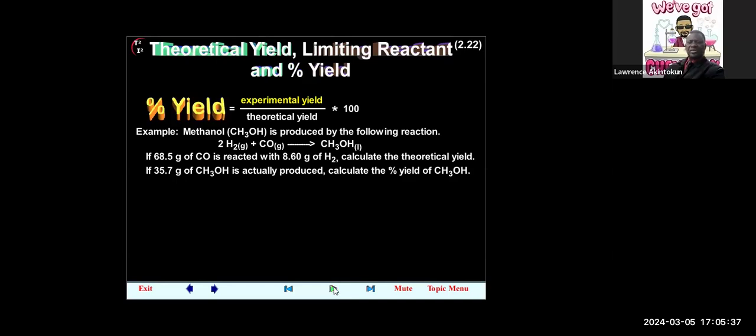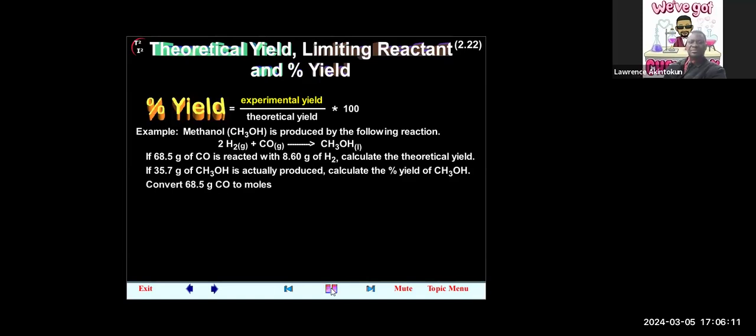All right, this is the question we're going to walk through. We are given the balanced equation, the amount of CO, the amount of H2, and the actual yield of methanol. So we're going to calculate the theoretical yield before we can use the formula for percent yield, since we already know the actual yield, which is 35.7 grams.